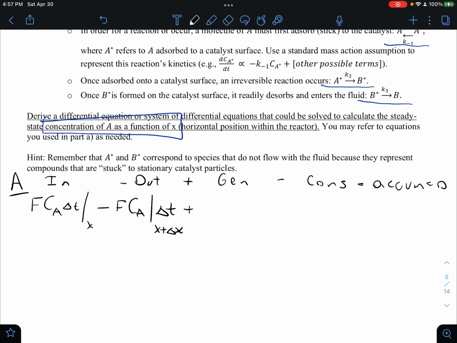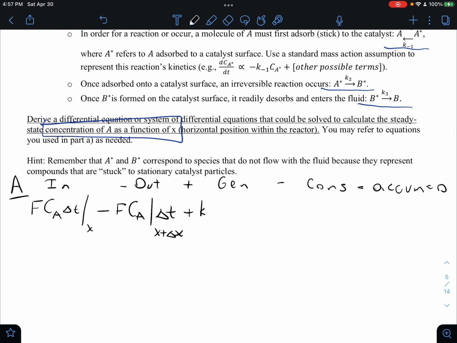The generation is going to be k_{-1} C_A* A_C delta x delta t. A_C delta x is the volume of my control volume. k_{-1} C_A* is the rate of generation of A per unit volume per unit time. The consumption of A is going to be k_1 C_A A_C delta x delta t.